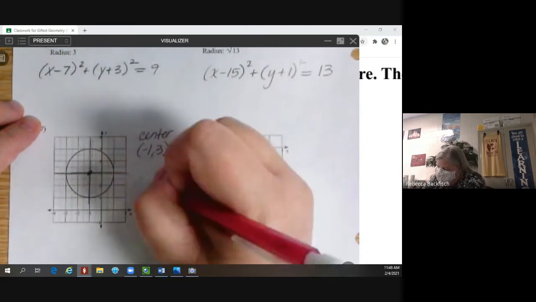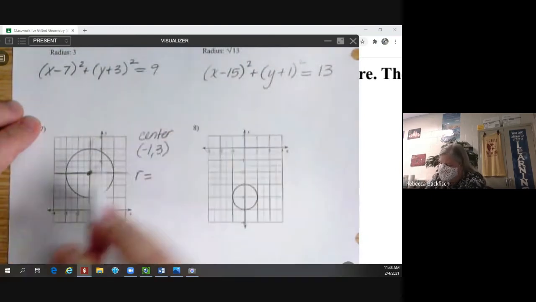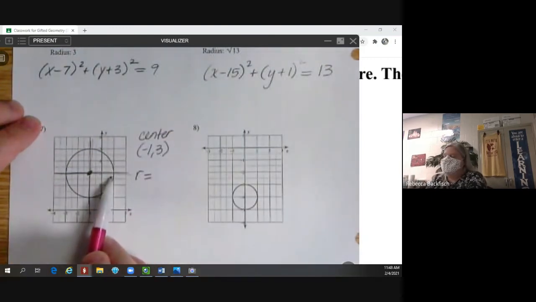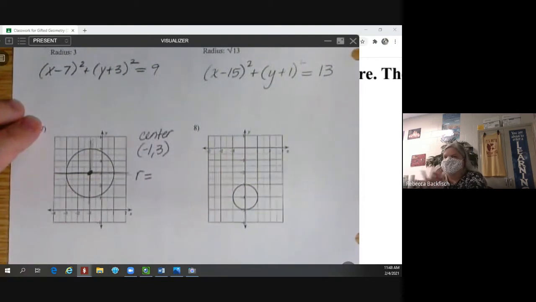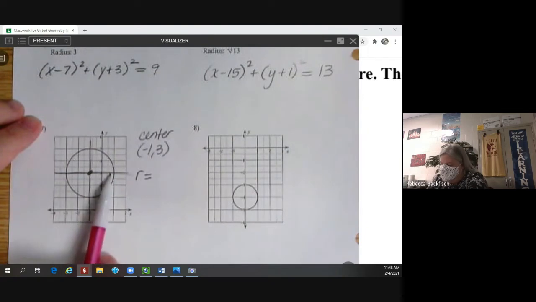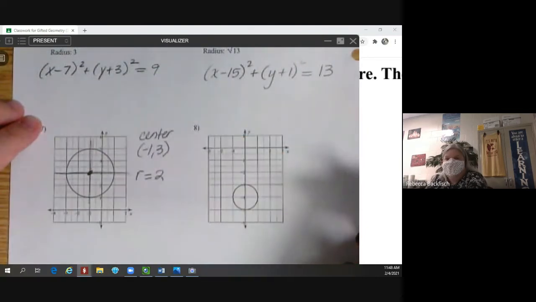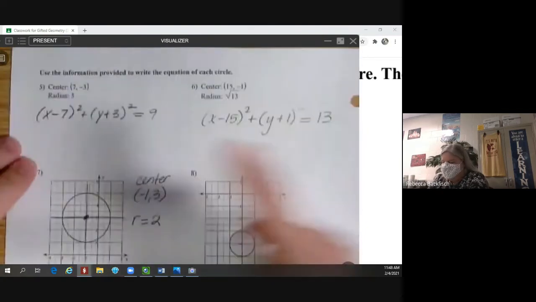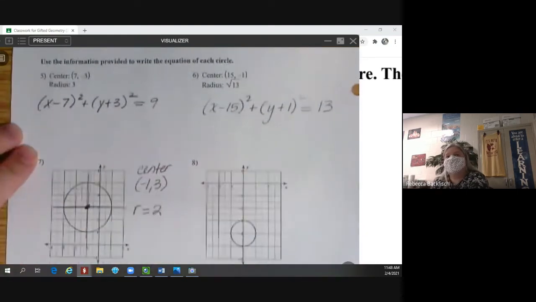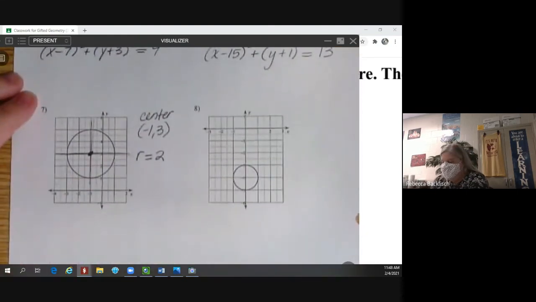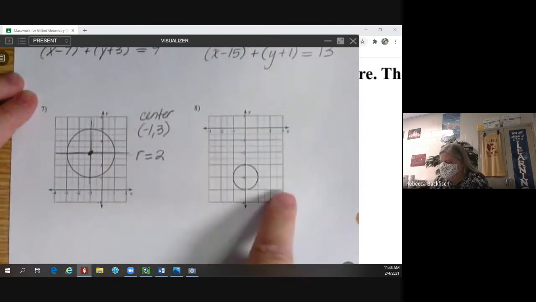And remember, the radius is the distance from the center to the edge. This is not in the equation yet. We're just talking about what the radius is. We're not asking about the radius squared. Just what is the radius? It's 2, two units. And so then we plug in just like up here. So go ahead and finish this one and try this one over here.